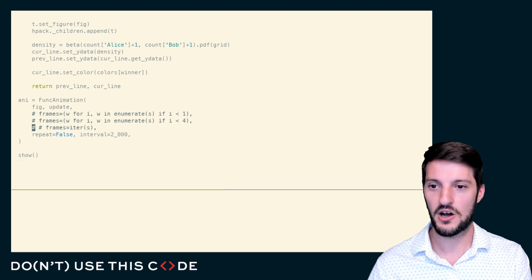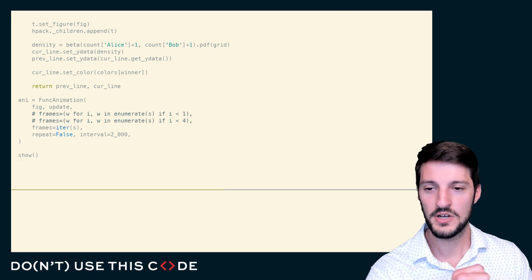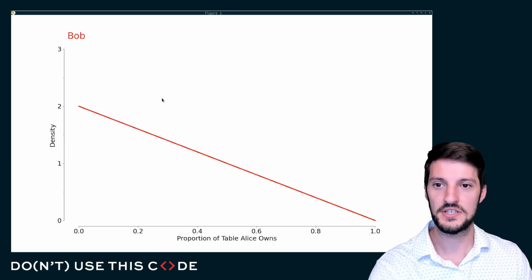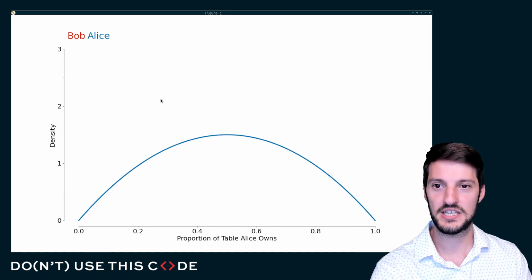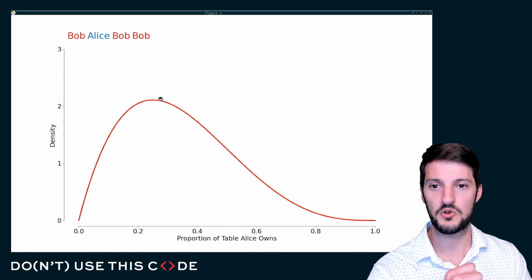And as we include all of our data here, well, we see this distribution slowly start to change and take shape as we keep adding values from our sample. So here we've added more Bobs.